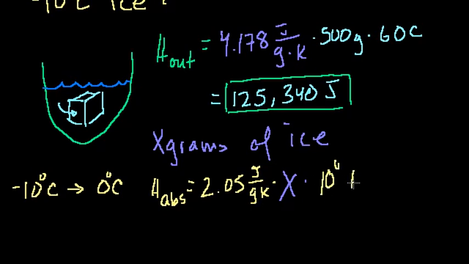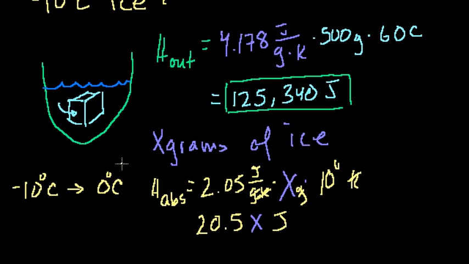I could write Kelvin here just because, at least when I wrote the specific heat units, I have a Kelvin in the denominator. It could have been a Celsius, but just to make them cancel out. This is, of course, X grams, so the grams cancel out. So the heat absorbed to go from minus 10 degree ice to 0 degree ice is 2.05 times 10, which is 20.5, so it's 20.5 times X joules. This is to go from minus 10 degrees to 0 degrees.